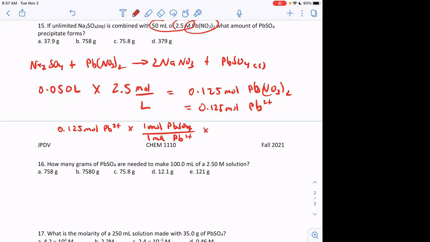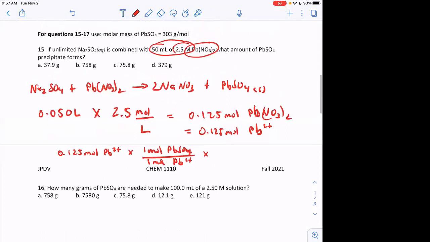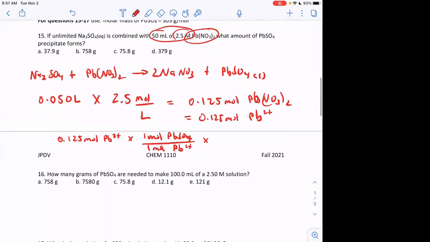Times, and what's my molar mass? 303 grams per mole. Right? Of lead sulfate. I should say moles of lead sulfate, so it's clear. So now you look at this, you say, okay, well, moles of lead, moles of lead sulfate. I've got grams of lead sulfate.